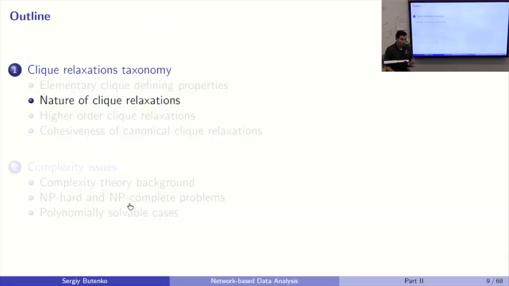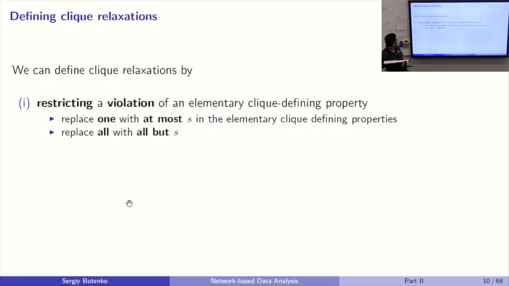And now, how do we use these elementary clique defining properties to get the clique relaxations? There are two ways according to which we can meddle with these definitions a little bit. Essentially, what we observe in these relaxed cliques is a certain violation of the properties that we have in the clique, right? But in a controlled fashion. So it's like you introduce the error in the system, but you kind of control it. A controlled error. And this is the way we can define the clique relaxations based on this elementary clique defining property.